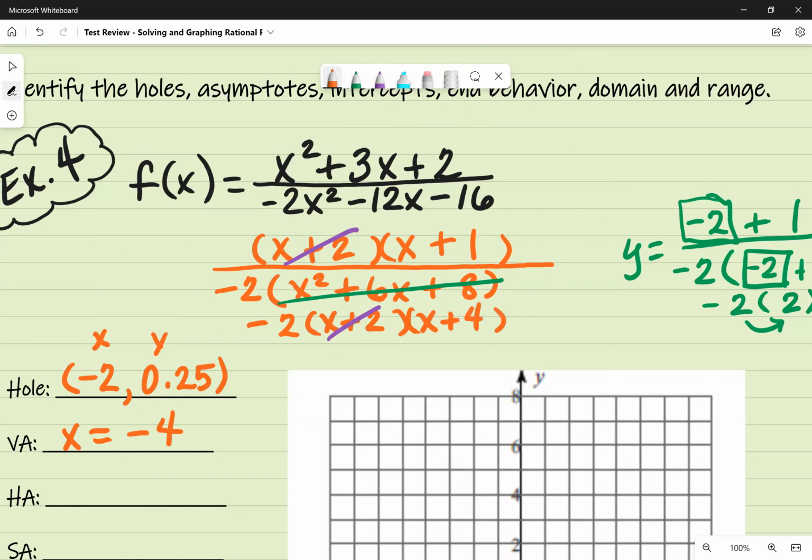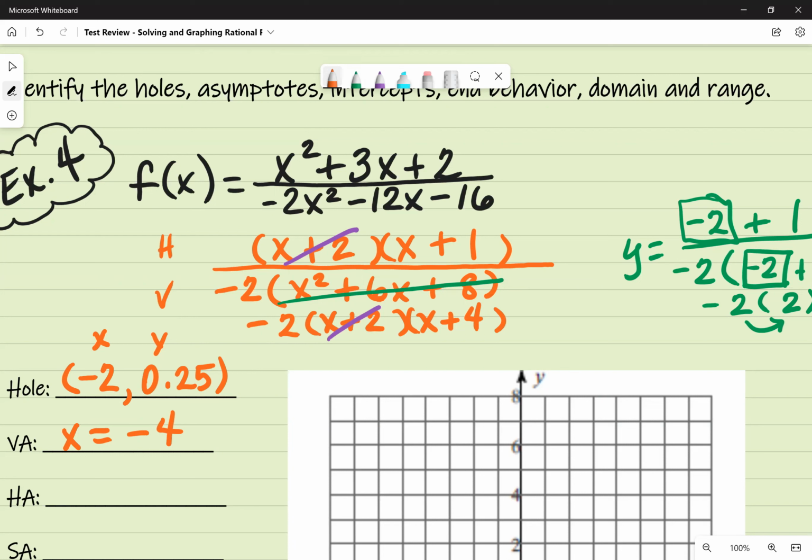How do you remember between vertical and horizontal? To me, if I think up and down and I think the order of the alphabet, H is going to be horizontal asymptote, and then V comes after H. That's going to be your vertical asymptote.